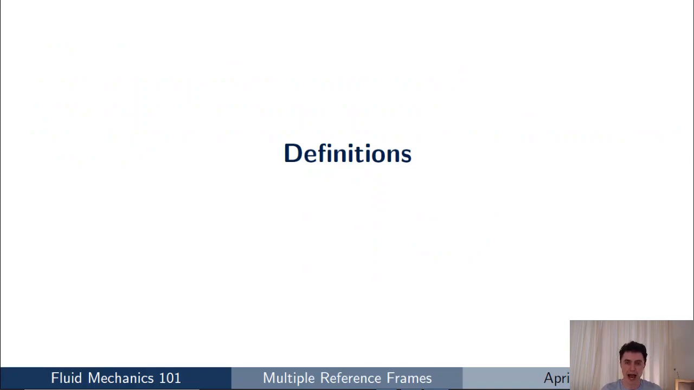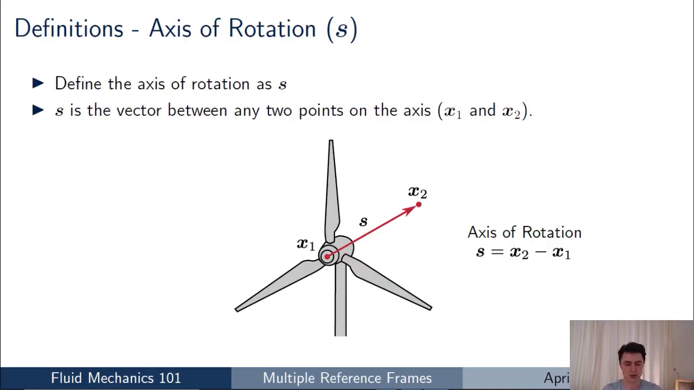Now, before I go into how exactly we're going to set up and solve the equations, we're going to look first at a few definitions which you're going to need in order to understand the formulation that we're going to use. So the first thing we're going to look at is the axis of rotation and how we define an axis of rotation.